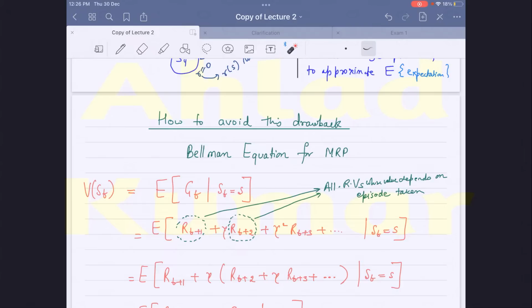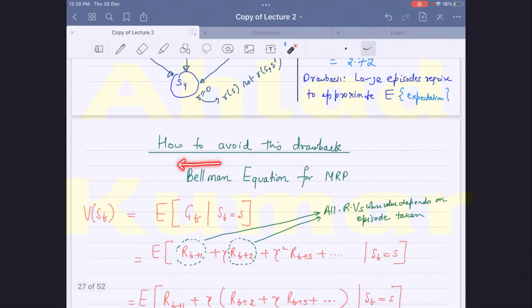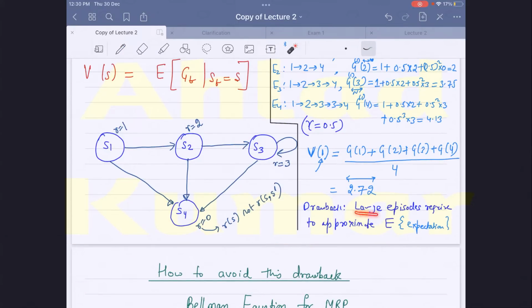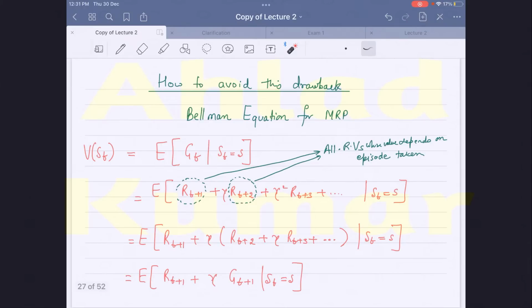So the second way of solving this particular problem is one where we do not want to go for larger episodes. It is through the use of the Bellman equation. Let us see what this is and how we can use it for solving the value function for a specific state. We know that we have to do a large number of episodes in order to approximate the expectation operator, so we want to avoid this situation. In order to solve this problem, we are using Bellman equations. The Bellman equation is a recursive equation, and we will see how we derive it.